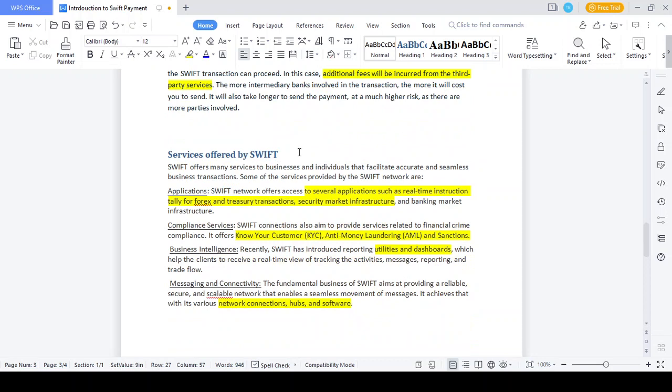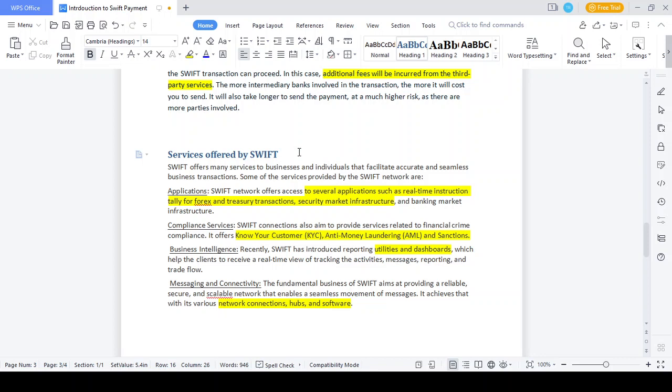What services are offered by the SWIFT network? SWIFT can easily connect with bank applications. Suppose you have a forex application, treasury application, securities market infrastructure application, or RTGS or NEFT, whatever the network is, you can easily connect with the SWIFT network via some interface. Take this example, Singapore uses the AMH interface to connect to the SWIFT network.